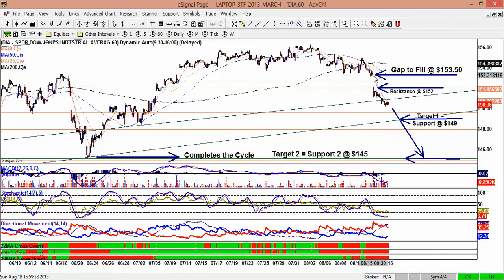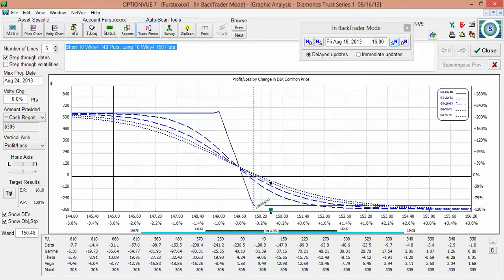On the upside, we do have a gap to fill at 153.50. So we have upper resistance at 152. If the markets really want to bounce and go back up, we could see this gap filled at 153.50. So let's take a look at this option trade.